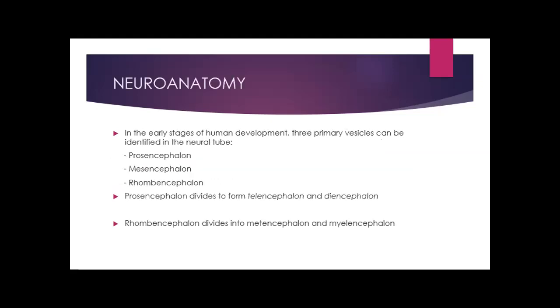Then we talk about the neuroanatomy. In the early stages of human development, 3 primary vesicles can be identified in the neural tube: prosencephalon, mesencephalon, and rhombencephalon. Prosencephalon further divides to form telencephalon and diencephalon, while rhombencephalon divides into metencephalon and myelencephalon.